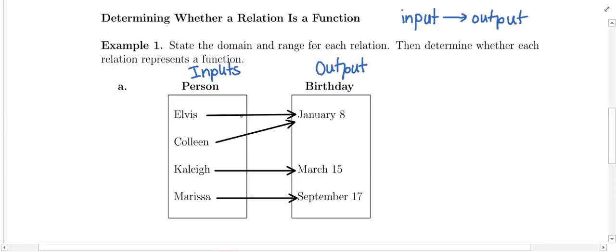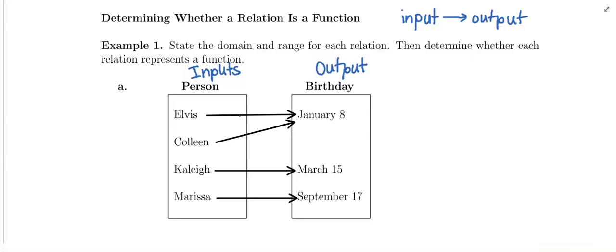Okay, so the way you want to interpret this is, each person is being mapped to their birthday. So Elvis has a birthday of January 8th. Colleen also has a birthday of January 8th. Kaylee has a birthday of March 15th. And Marissa's birthday is September 17th. Okay, the question is, is this relationship a function?